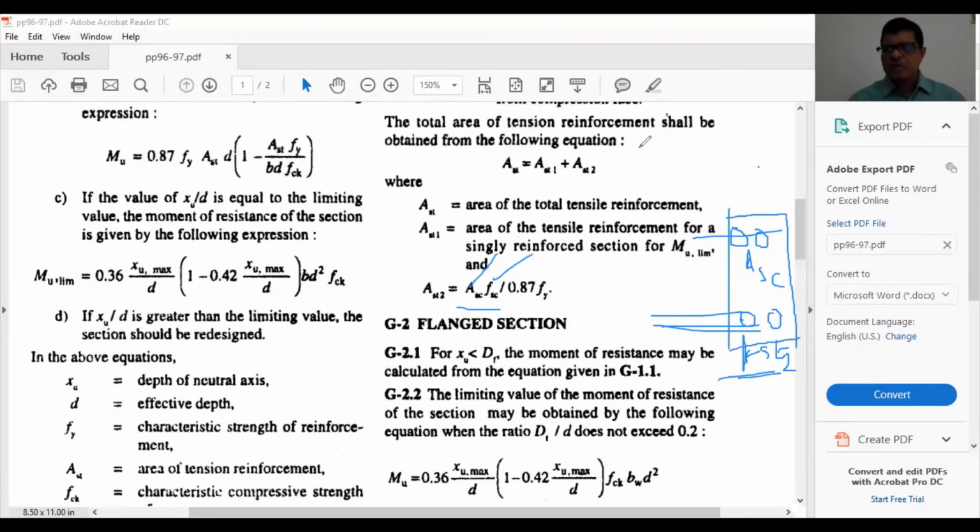So this is all regarding the analysis of double reinforced sections. In the next class we'll discuss problems on analysis and design of double reinforced sections. With this we conclude this lecture, and have a nice day.